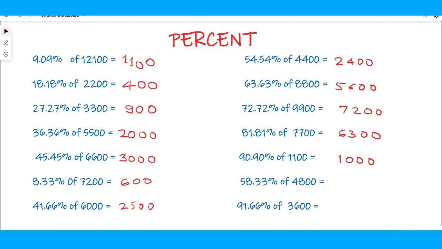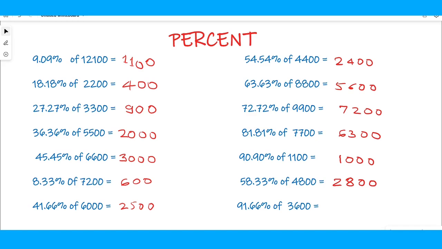Now we go to next question, which is 58.33% of 4800. 58.33% is nothing else but 7 upon 12. Thus on dividing 4800 by 12, we get 400, and 7 times of 400 is 2800. Thus 58.33% of 4800 is 2800.